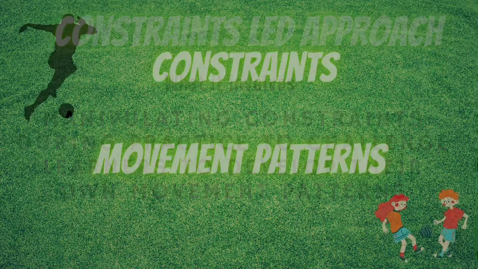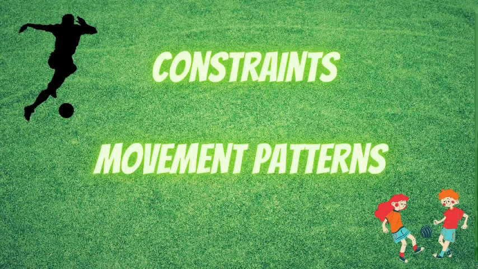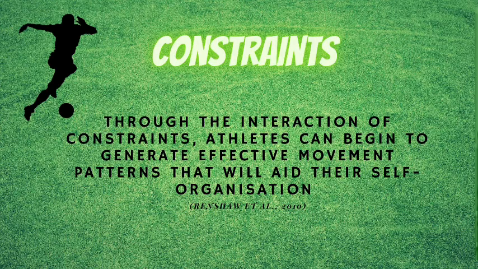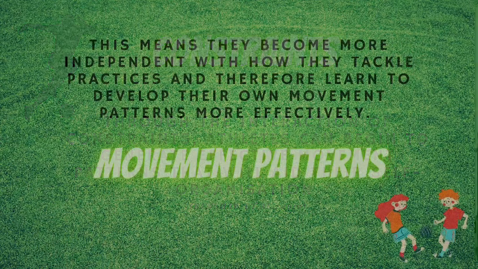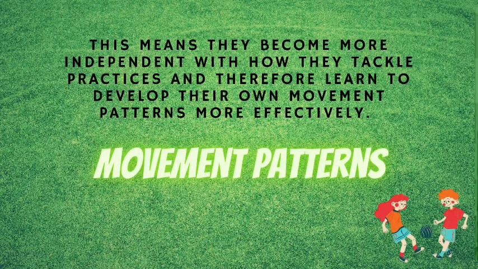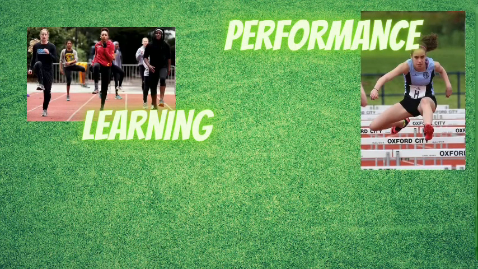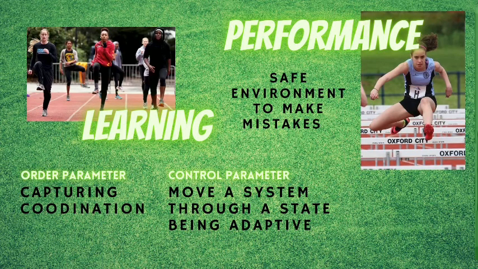So now we have two key terms, constraints and movement patterns. Through the interaction of constraints, athletes can begin to generate effective movement patterns that will aid their self-organisation. This means they can become more independent with how they tackle practices and therefore learn to develop their own movement patterns more effectively. This is really important as it benefits the athlete's relationship between learning and performance, where making mistakes is no longer a problem during the process where an athlete is searching for a stable state through the fluctuation of order and control parameters.